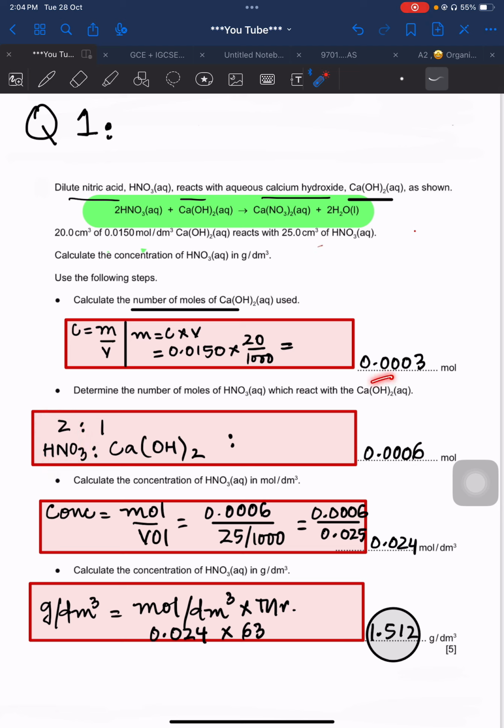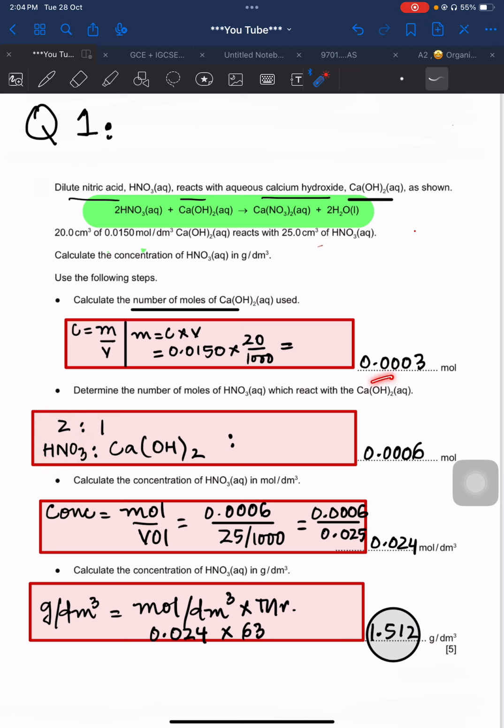So it will become 0.0003 times 2, which is giving you 0.0006. As a result, one can calculate the moles of one from the moles of the other. So we have calculated the moles of nitric acid from the moles of calcium hydroxide simply by the ratio method, simply by the chemical equation.